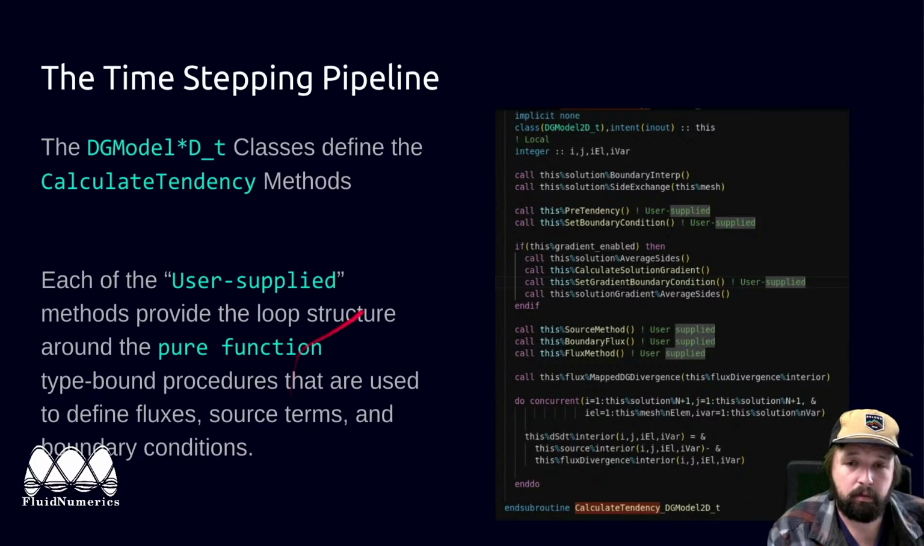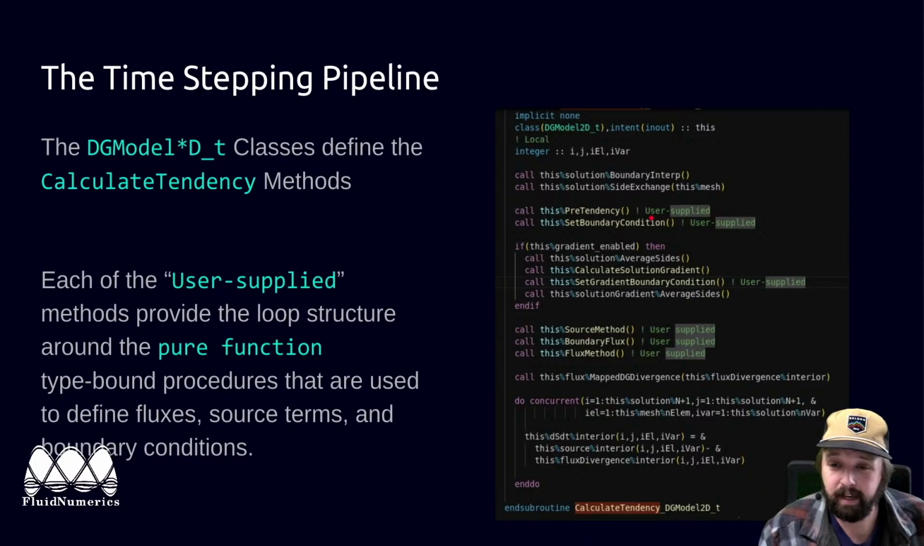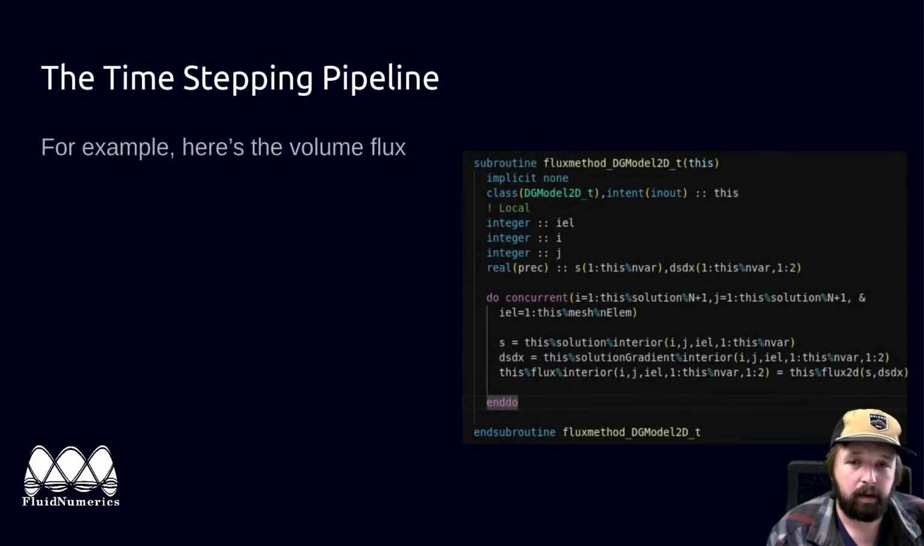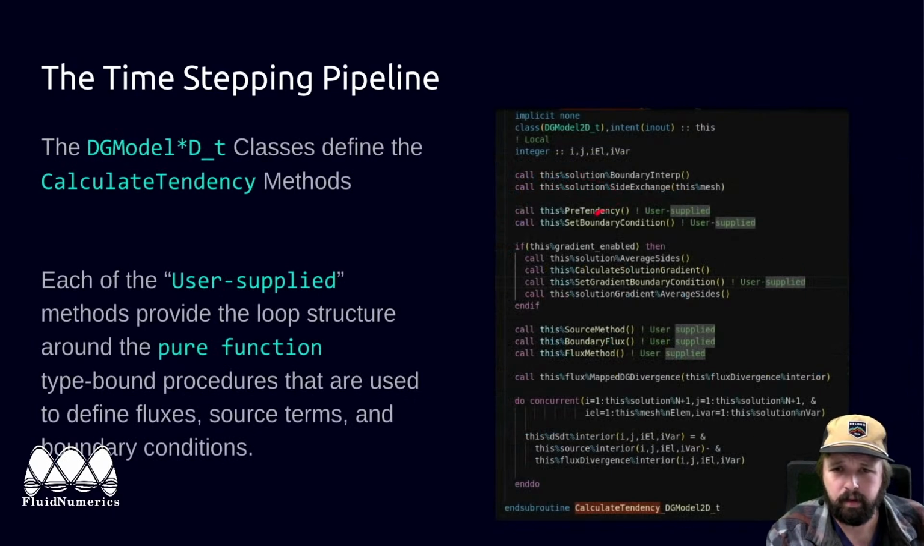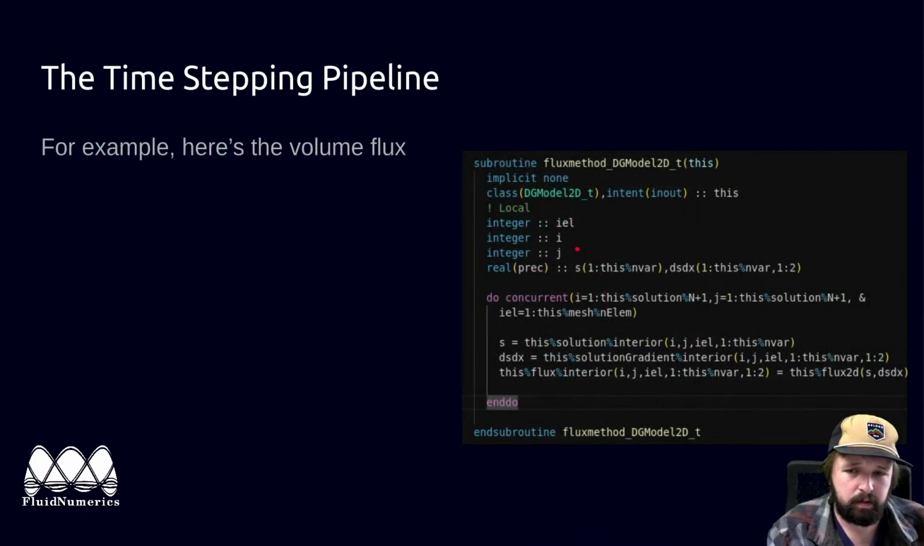Let's take a look. I do want to show you what I mean by user supplied here. I guess the same thing could be said. It's abstract-ish. We provide the do loop structure for you, so you don't have to think about it. So this is just the volume flux. Remember, this is done for set boundary condition, set solution gradient, set gradient boundary condition, source method, boundary flux, flux method. This is flux method in 2D.